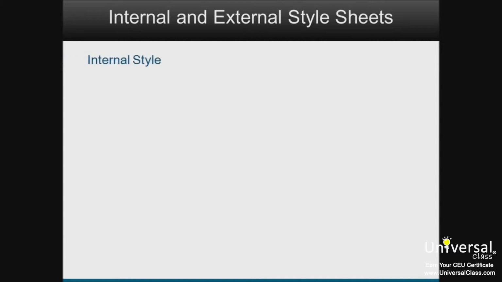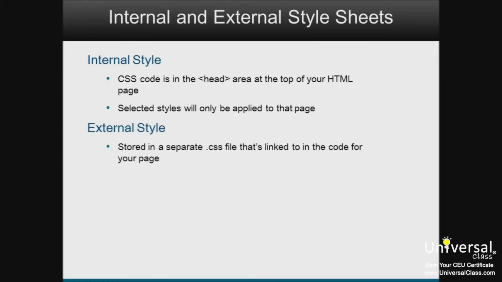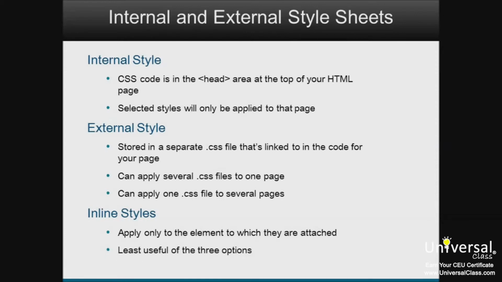An internal style means the CSS code is in the head area, right here, at the top of your HTML page. The styles you choose to apply will only be on that page. And as we said earlier, external styles are stored in a separate .css file that's linked to in the code for your page. You can apply several .css files to one page, or you can apply one .css file to several pages. And inline styles apply only to the element to which they're attached in the document. And they're probably the least useful of the three style sheet options. You can choose if you want to create an internal, external, or inline style as you edit or create CSS rules for your document.